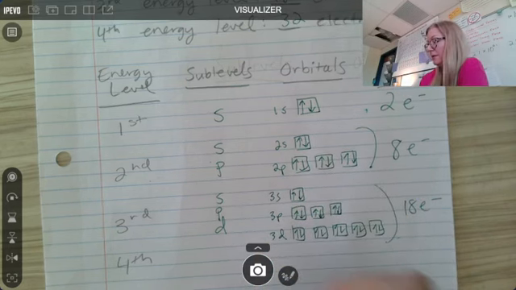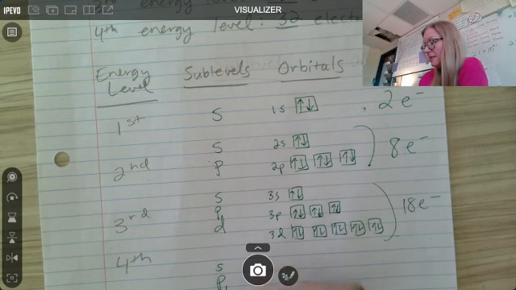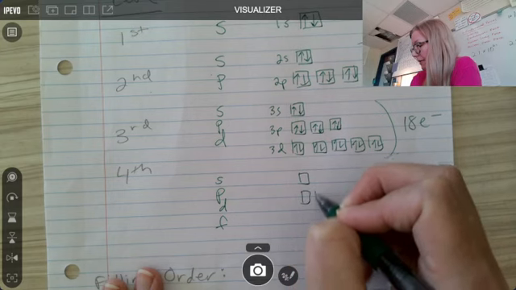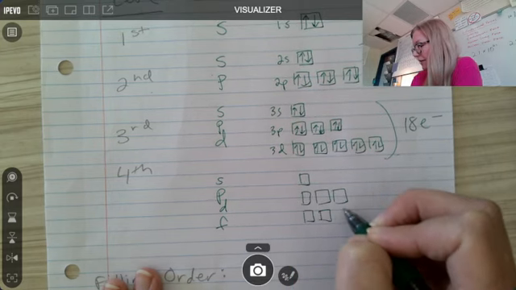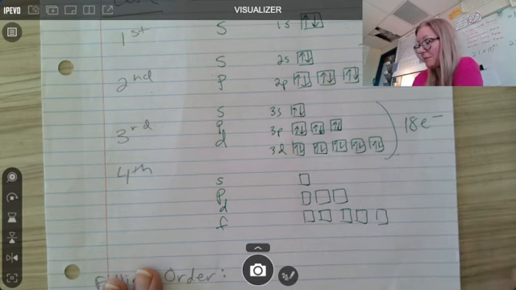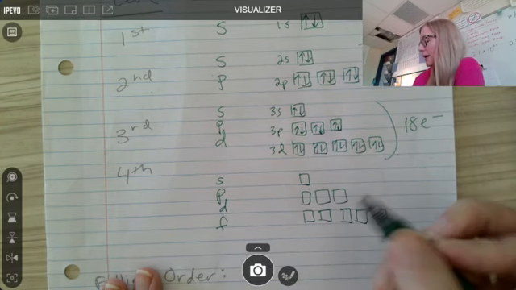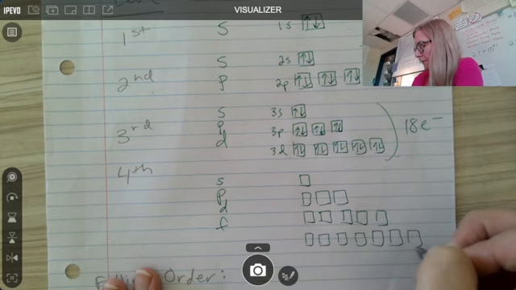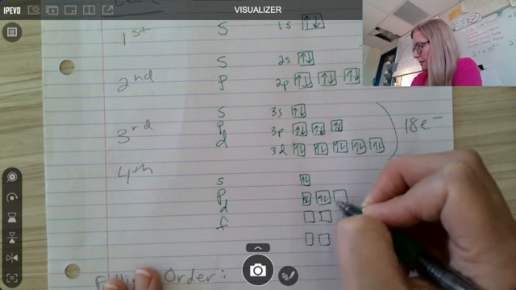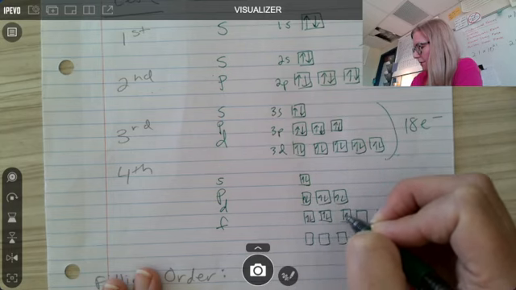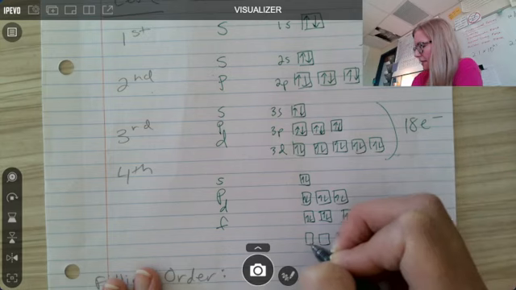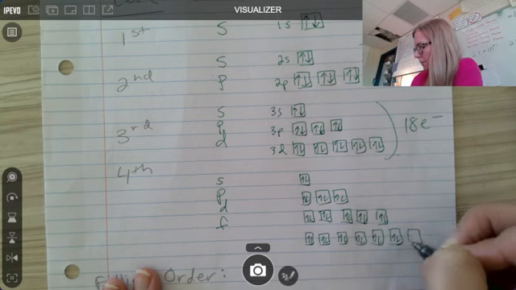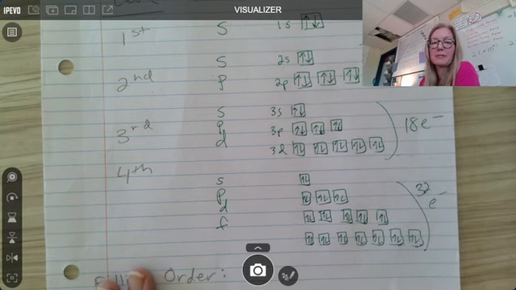Fourth energy level is even bigger. It has an S sublevel, a P sublevel, a D sublevel, and an F sublevel. S has 1 orbital, P has 3 orbitals, D has 5 orbitals, and F, if you guessed it, 1, 3, 5, 7. F sublevels have 7 orbitals. So if we were to fill these with electrons, we would get a total of 32 electrons in the fourth energy level.